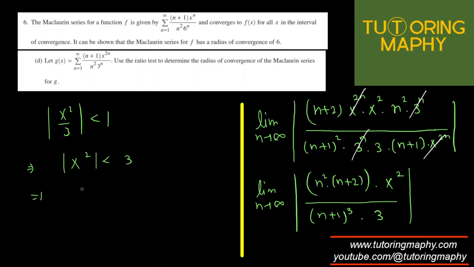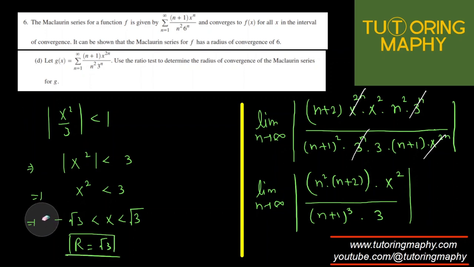Absolute value doesn't really play any role because that's already squared. So x square is less than 3, which means that the radius of convergence, although the tentative interval of convergence could be this, although keep in mind that these points I have not tested yet. Anyway, that has not even been asked. What we are interested in is the radius of convergence, which is surely square root of 3.